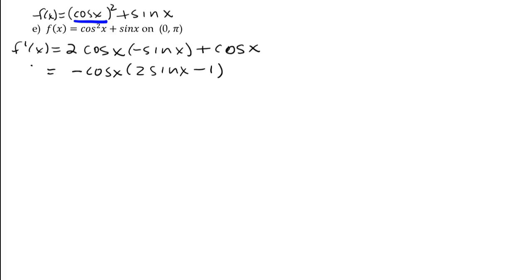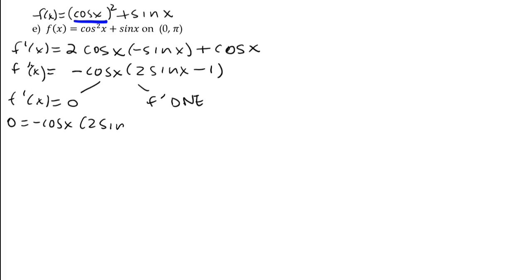And let's set this derivative equal to either 0 or where the derivative does not exist. The derivative will exist everywhere, so that's not an issue. So we are going to go ahead and set this equal to 0. This is going to give us either cosine is 0. Well, we could put a negative, but you can divide to get rid of the negative. And then we'll have this. So now sine x equals 1/2 or cosine is 0.